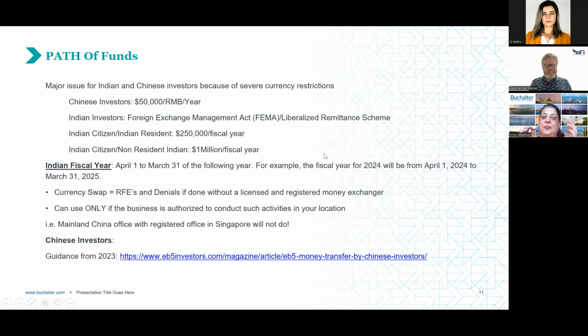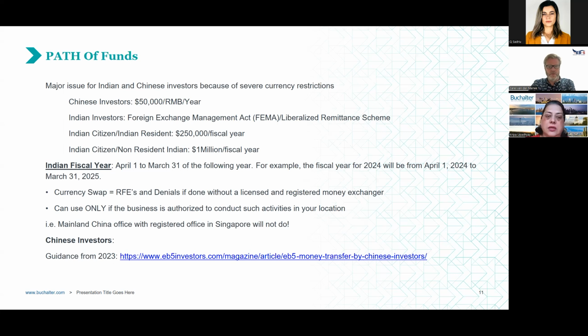Right. So, path of funds. This is what leads to, I think, 99% of RFEs right now from USCIS. And that's because the three major groups, Vietnam, China, and India, all have some form of currency restriction and remittance restrictions. And you have to be very, very careful of working within those restrictions, right?